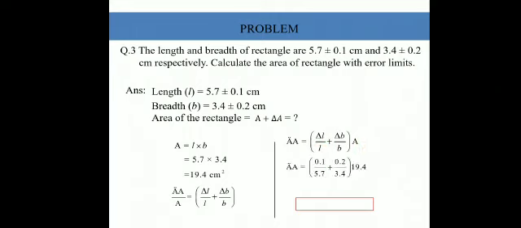If we substitute the values like we have seen, 0.1 is the error in length, 0.2 is the error in breadth, 5.7 is the absolute length, 3.4 is the absolute breadth, and the area we have calculated as 19.4 centimeter square. Now doing multiplication and substitution, the absolute error in area, or the final answer, will be 1.48, which is approximately 1.5. I hope all of you understood how to calculate. Very sorry for these symbol mistakes.